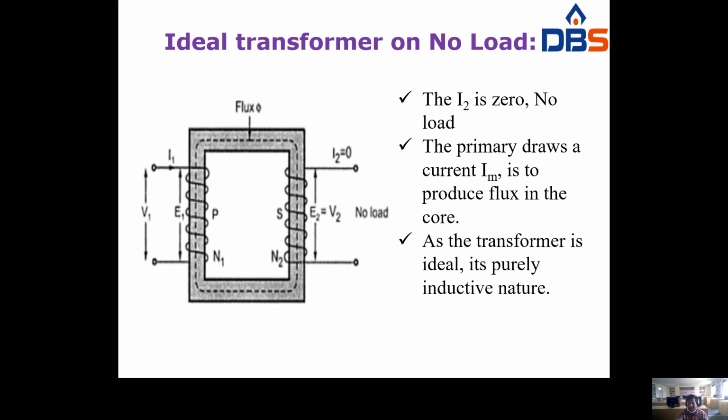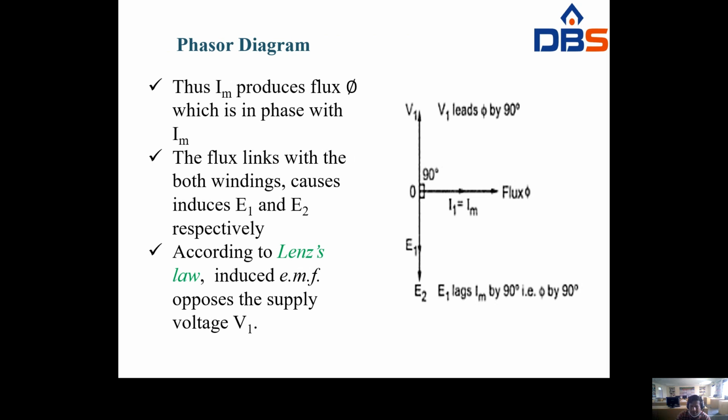As the transformer is ideal, it is purely inductive in nature, there is no resistance, right? Transformer is ideal is nothing but the winding has no resistance, R is 0, that means completely inductive nature. Look at this. So we have to draw the phasor diagram. First of all, I have to take the reference as flux. Flux is always proportional to current, that is nothing but the magnetizing current.